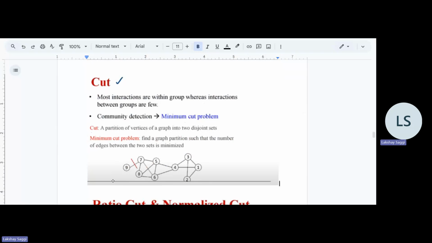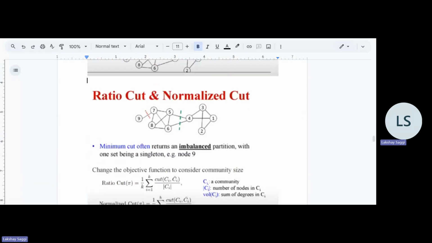But what's the issue here? Even though the cut size is small, these communities are quite unbalanced in size, and this is what is causing us problems. So one thing we can try is taking the sizes of these communities also into account, trying to find balanced communities, of balanced sizes, while minimizing the cost of the cut. So that kind of a measure, and this is where normalized cuts and ratio cuts come into the picture.